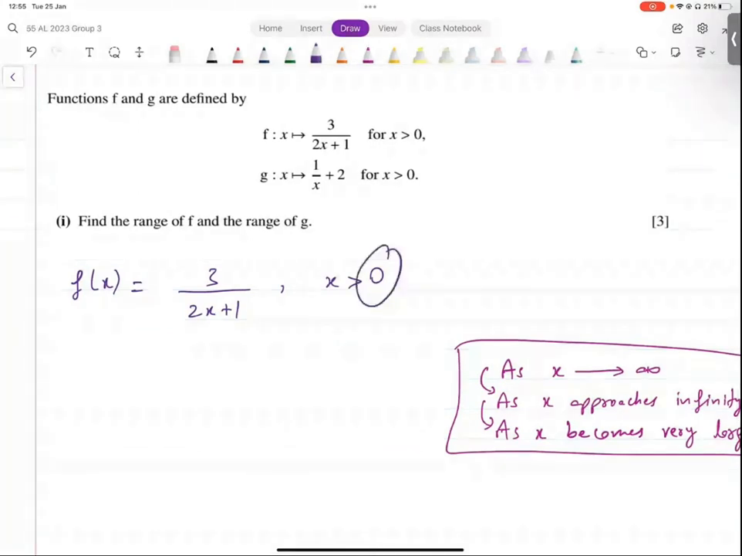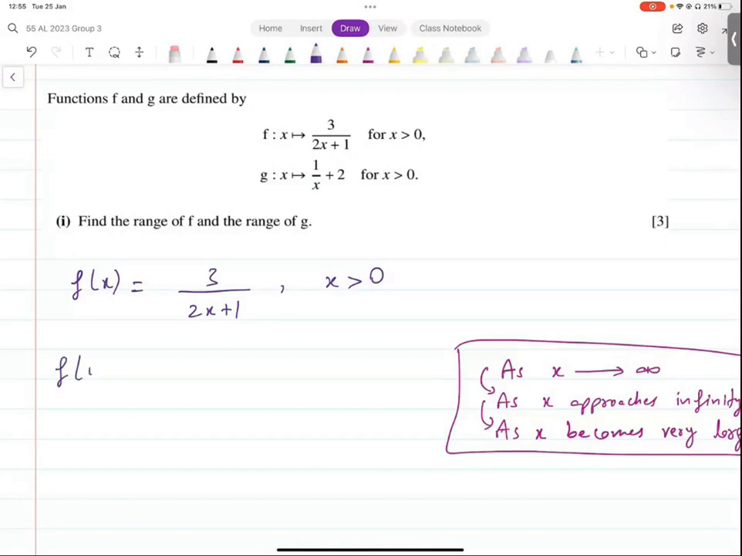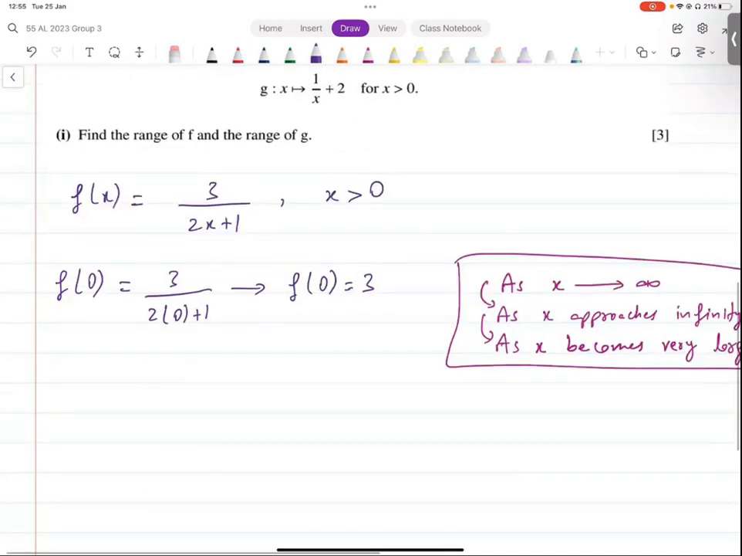0 एक पॉइंट है, 0 पे हम चेक कर सकते हैं क्या वैल्यू आती है. 0 पे क्या वैल्यू आती है? We get 3 over 2 into 0 plus 1. What does that give us? That gives us f of 0 equals 3. एक पॉइंट आपके पास ये आ गया. जब x की वैल्यू 0 इनपुट करते हैं तो y की वैल्यू हमारे पास 3 आ जाती है. ठीक है?